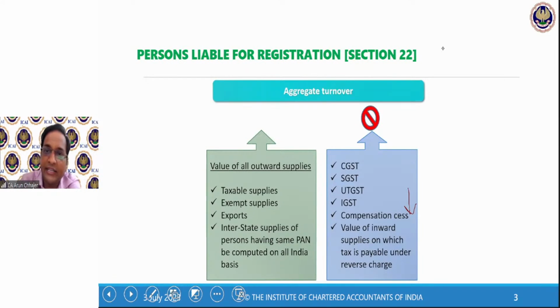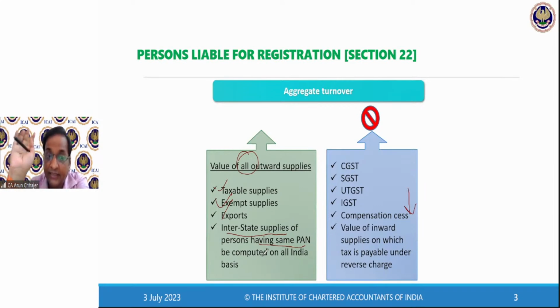What is the meaning of aggregate turnover? Let's focus on this particular slide. All taxable supplies, all exempted supplies, all exports, interstate supplies having the same PAN. You know the concept of distinct person, same PAN, multiple GST numbers. If you are making the supply from one state to another state to your branches also, it is a supply, correct? So the aggregate turnover would include taxable supply, exempt supply, export, interstate, and very, very important, this will be computed on an all India basis.